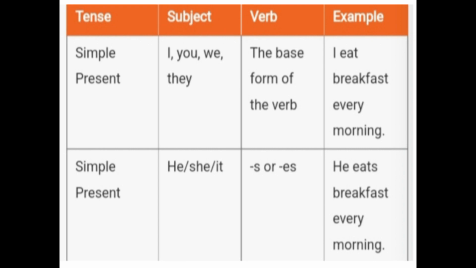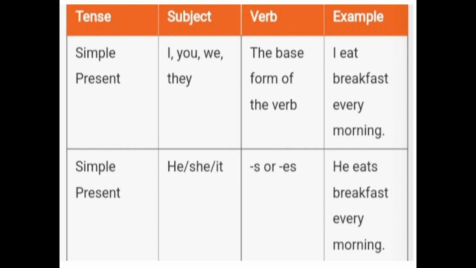Okay, the verb form should be V1, the base form, if we have these subjects in a sentence. Say for example, I eat breakfast every morning. As I told you, we use the present tense to tell day-to-day habits. So here we have the example for it. I eat breakfast every morning.